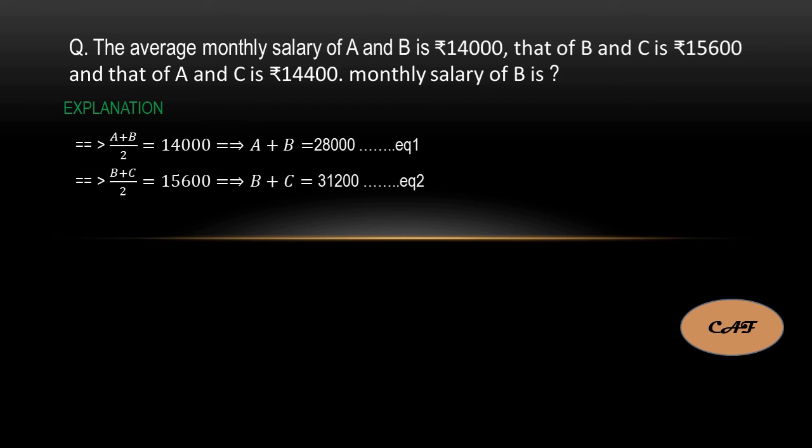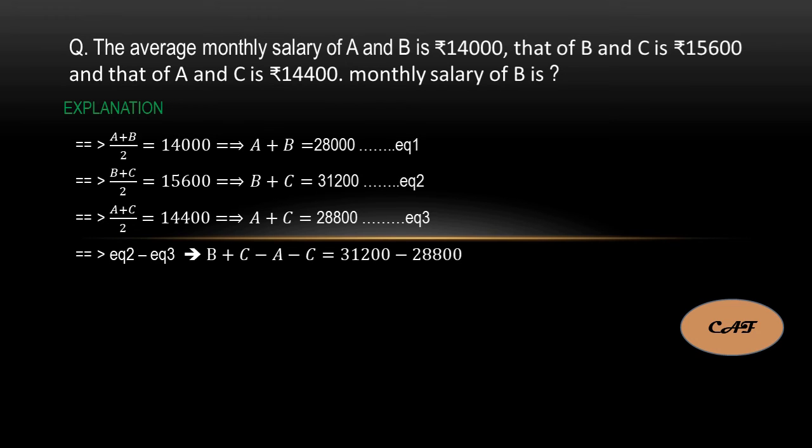So like that, B and C also they gave. B plus C by 2 is equal to 15,600. From that you will get B plus C is equal to 31,200. This is equation 2. And for A and C also they gave. So A plus C by 2 is equal to 14,400. From that you will get A plus C is equal to 28,800. So you have 3 equations and 3 variables. You have to find out B variable. So if you solve this, you will get easily.